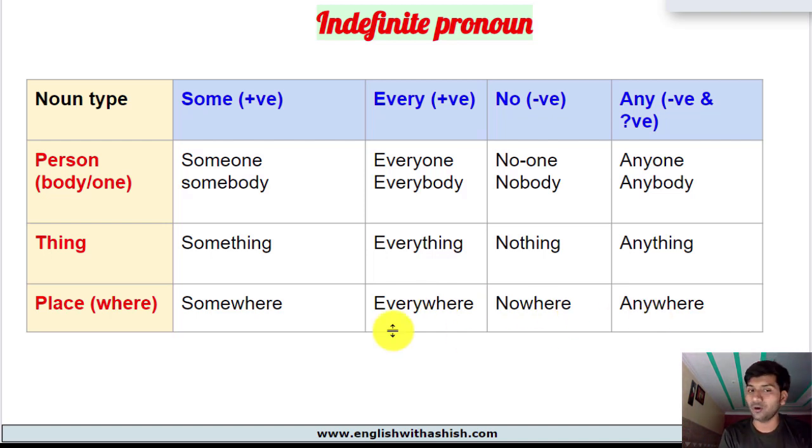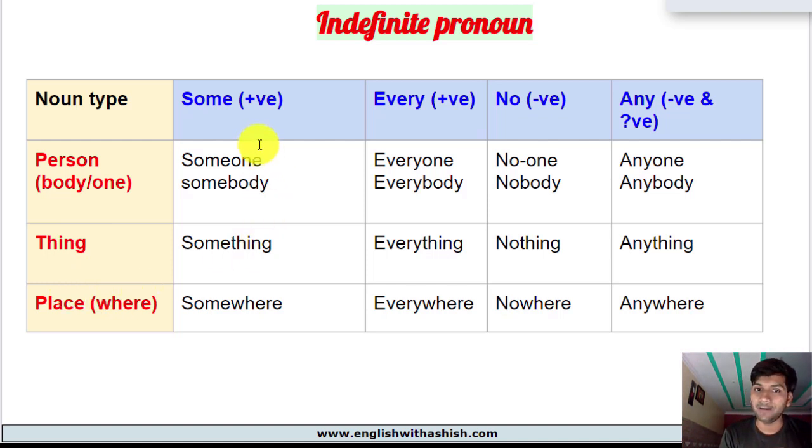Now, these pronouns are formed using prefixes and suffixes. Prefixes like some, every, no, and any, and suffixes like, for a person we say body or one. For a thing we use thing. For a place we say where.